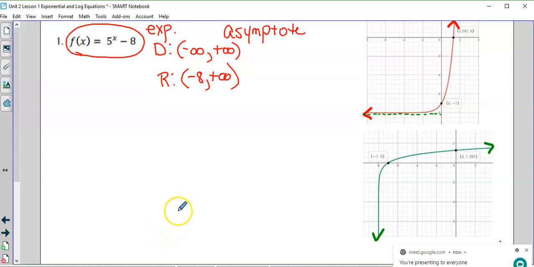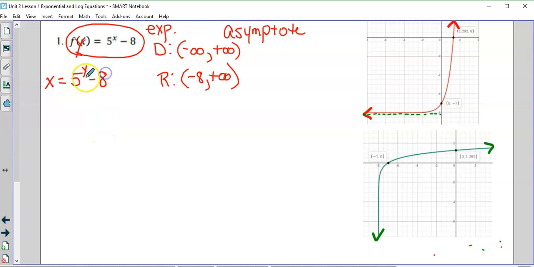So if you remember from last Thursday, if you watched the video or you were with me during the live lesson, you remember when we do inverses, the first thing we do is we change this f of x, or whatever this right here is, to a y, and then we switch the x and the y on the next line. So when I write the next line, I'm going to write x equals 5, and then the y goes up here in the exponent, minus 8. So it equals 5 to the y minus 8. So that's my next line.